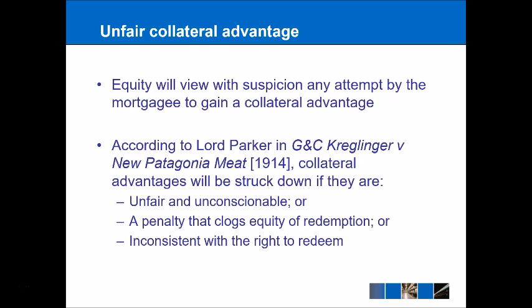So with this in mind, Lord Parker in the Kreglinger case that we mentioned earlier spoke about collateral advantages and said that they would be struck down in three particular situations. Firstly, in line with equity, if they are unfair or unconscionable, then they will be struck down. Secondly, if they're a penalty that clogs the equity of redemption, then obviously this links in with the first point that we made in terms of equity of redemption, and so that will be struck down as well. And anything generally that is inconsistent with this right to redeem will be struck down if it is seen as a collateral advantage to the mortgagee, i.e. something outside of the normal mortgage agreement.